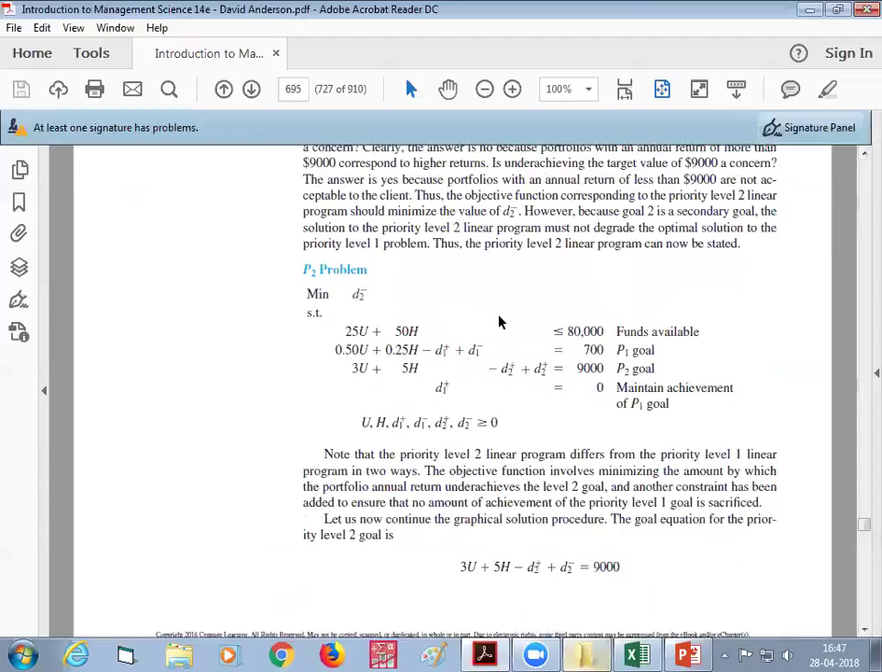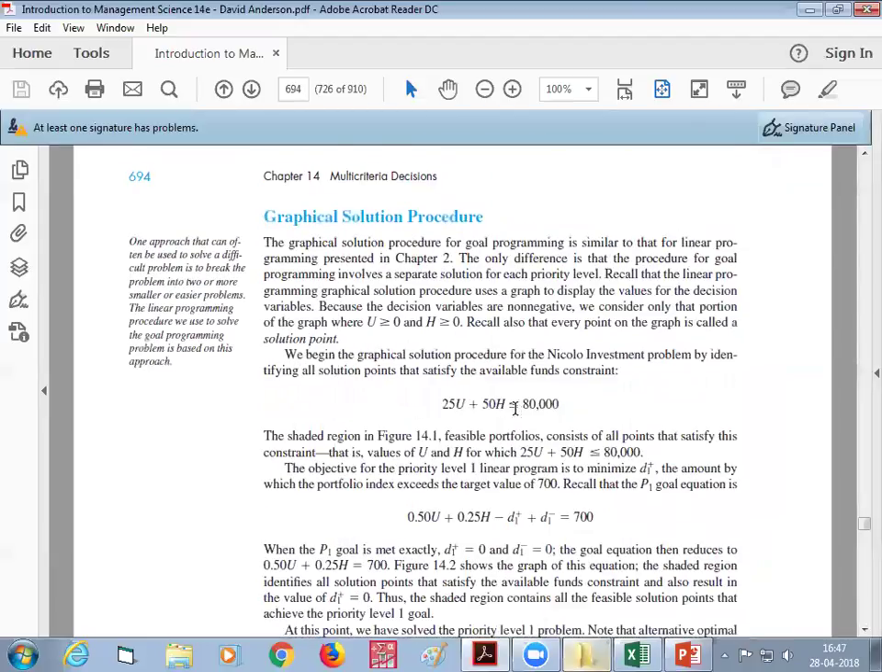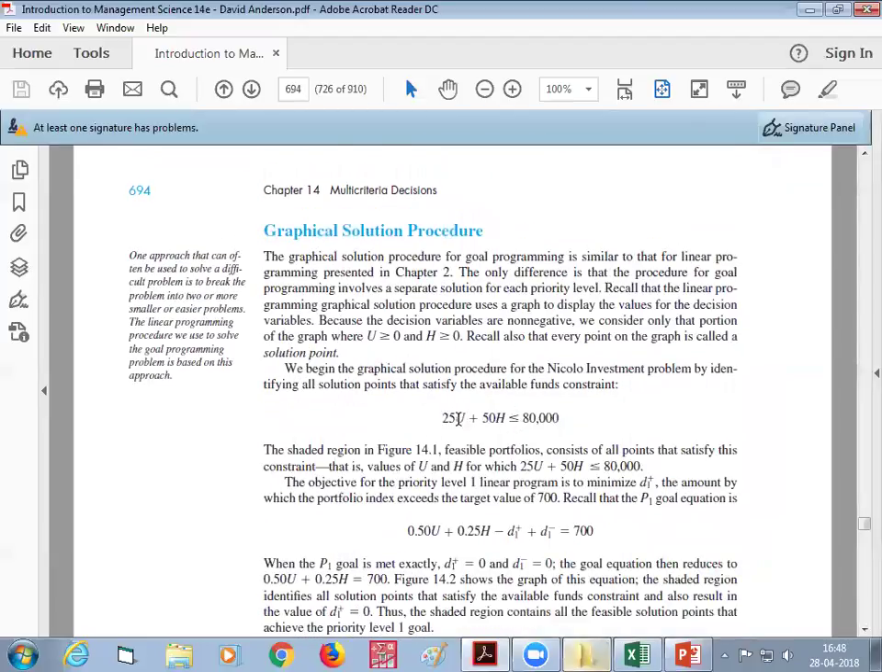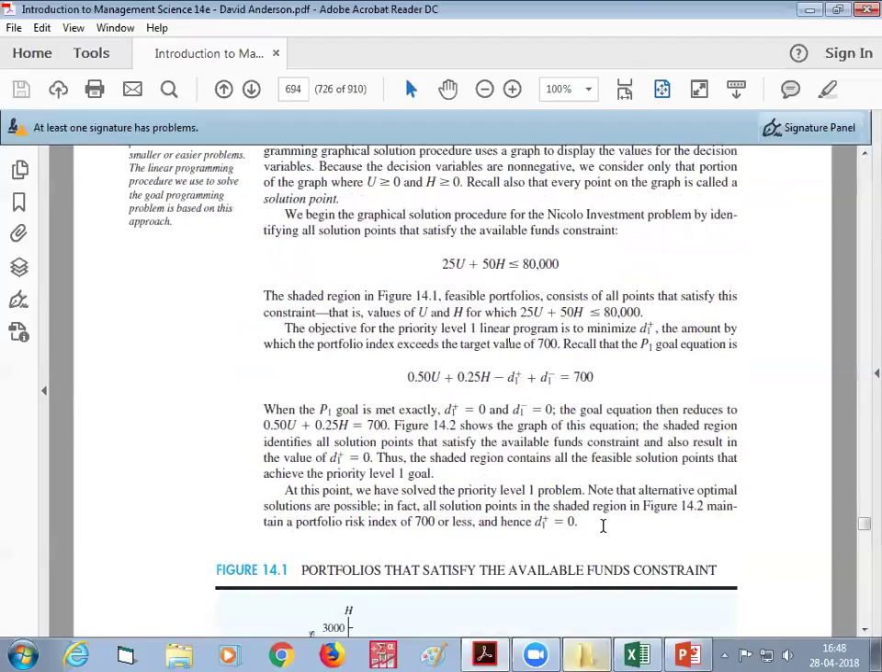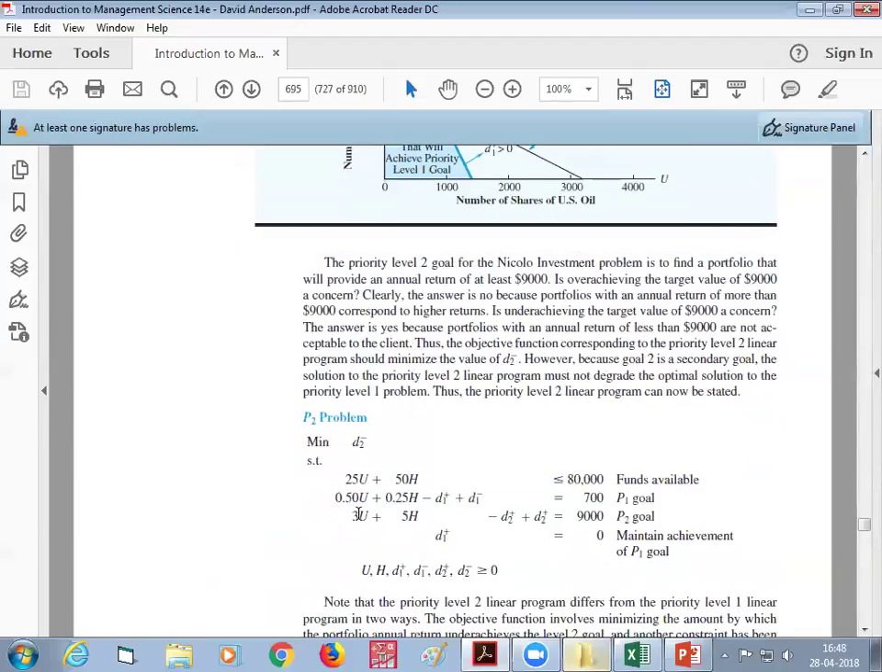Okay, so what do we have here? Our basic problem or the basic constraints are as follows. 25U plus 50H less than or equal to 80,000, that's the investment. And the risk target is 0.5U plus 0.25H minus D1 plus D1 minus equals 700, the risk index. And the return constraint is 3U plus 5H minus D2 plus D2 minus equals 9.